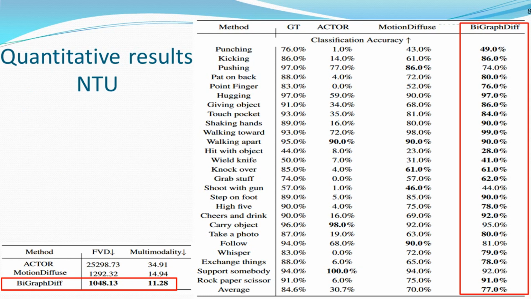The quantitative results on the NTU dataset show that our method outperforms the state-of-the-art, be it in Fréchet video distance, multimodality, or accuracy. We can see that in terms of classification accuracy, we are even very close to that of the ground truth.